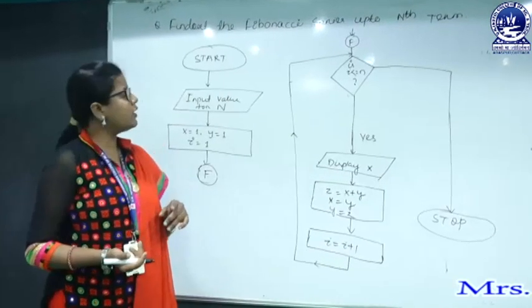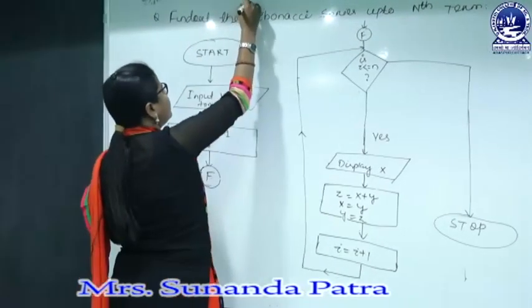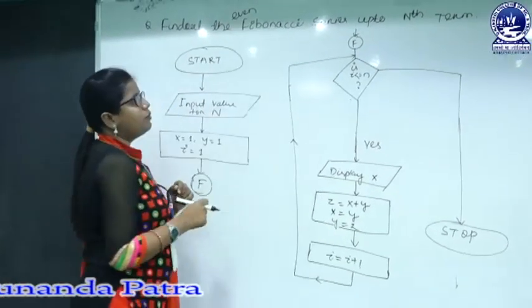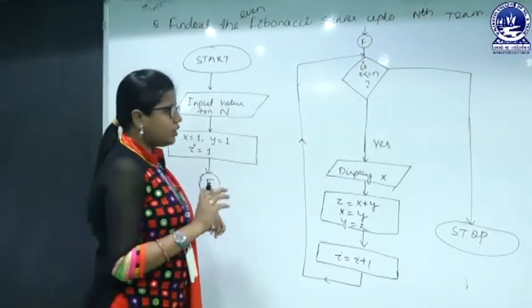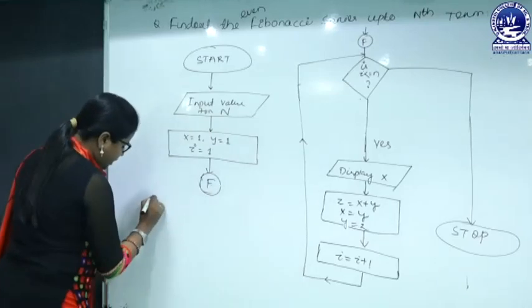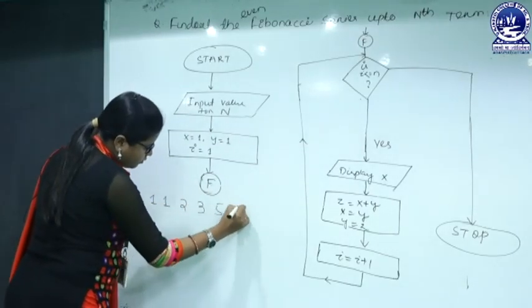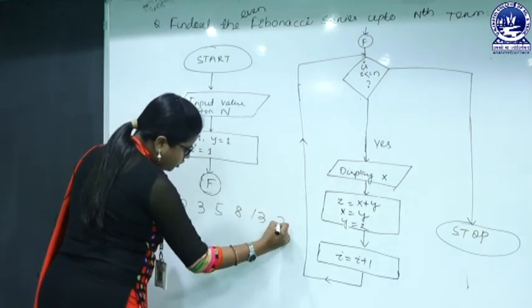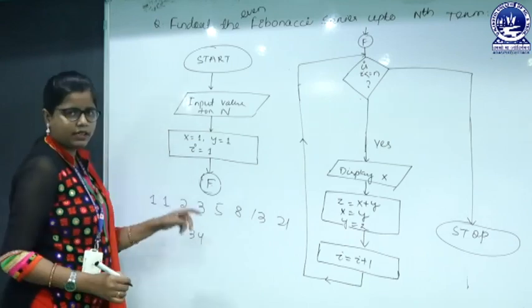So let's modify the question. Suppose the question is find out the even Fibonacci series up to nth term. So what is actually the Fibonacci series? We have the Fibonacci series like 1, 1, 2, 3, 5, 8, 13, 21, then 34 like this.